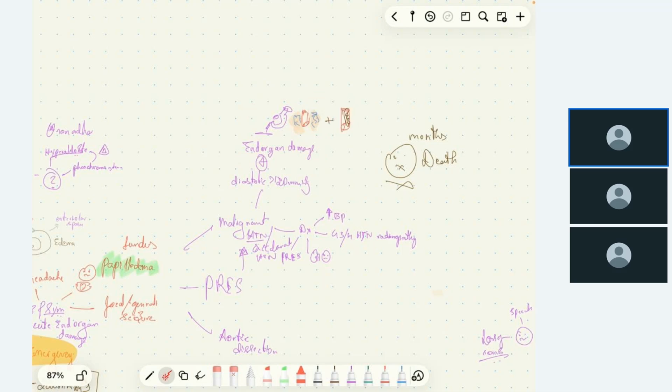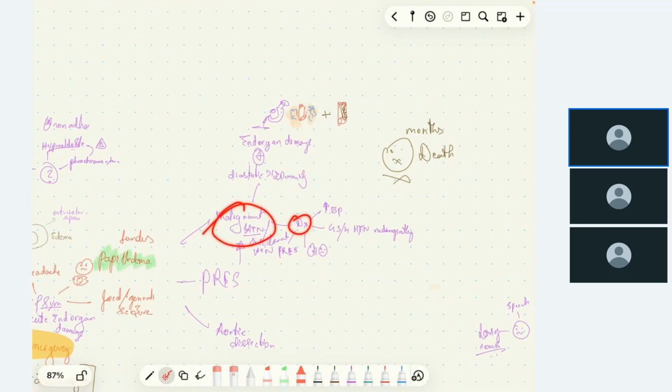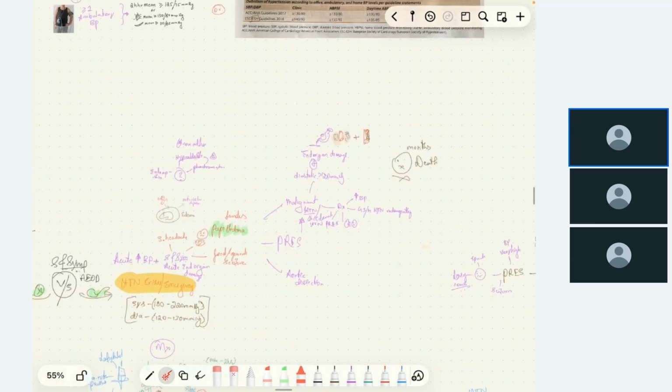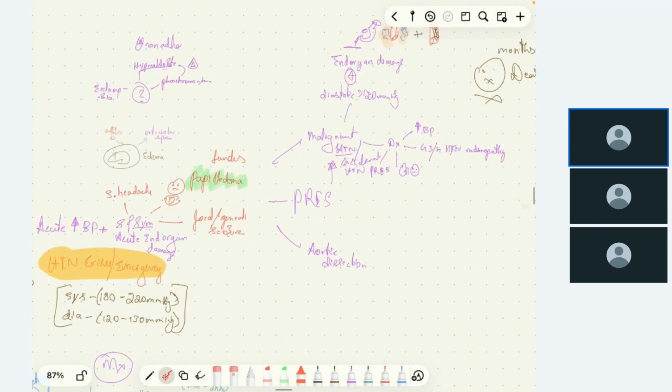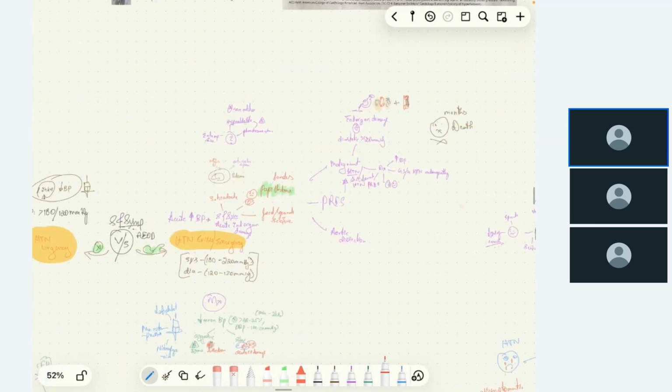How to diagnose malignant hypertension? If the diastolic blood pressure is more than 120, grade 3 or grade 4 hypertensive retinopathy, or the patient has acute renal dysfunction, or the patient has PRES along with acutely increased BP, we'll classify that patient as having accelerated hypertension or malignant hypertension, which is a subset of hypertensive crisis or emergency.